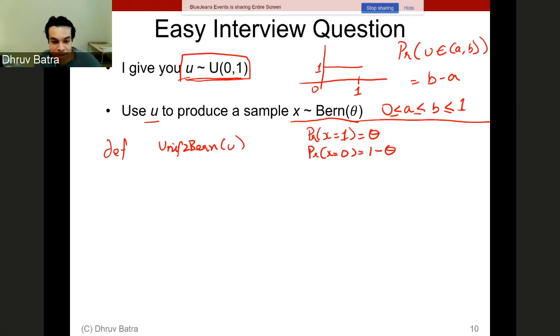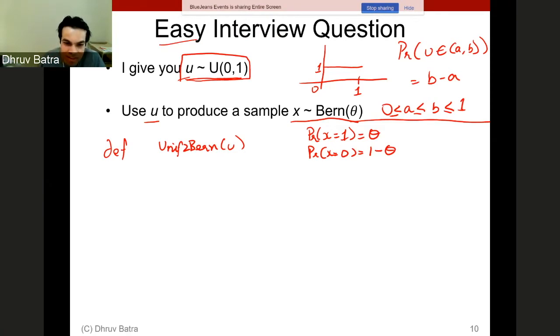So in the chat, if you have ideas on how you might solve this problem, feel free to write it out as a program, in sentences, in a couple of words. This is a simple sort of a thing. We'll get to the harder interview question next. So I'll wait a few seconds.